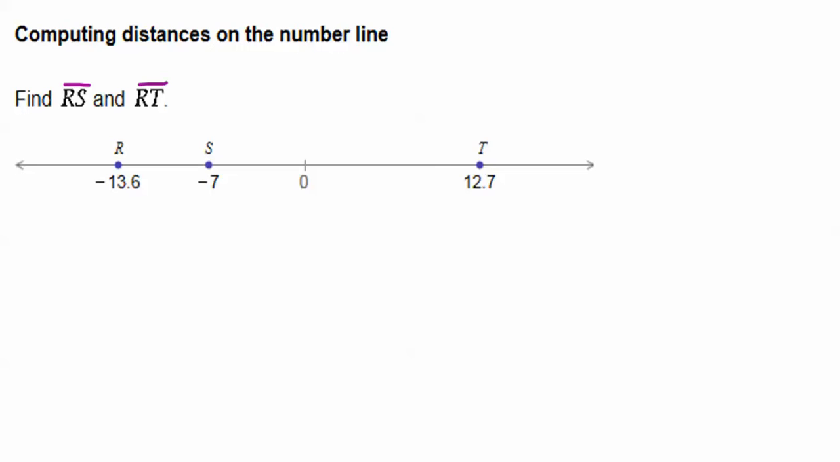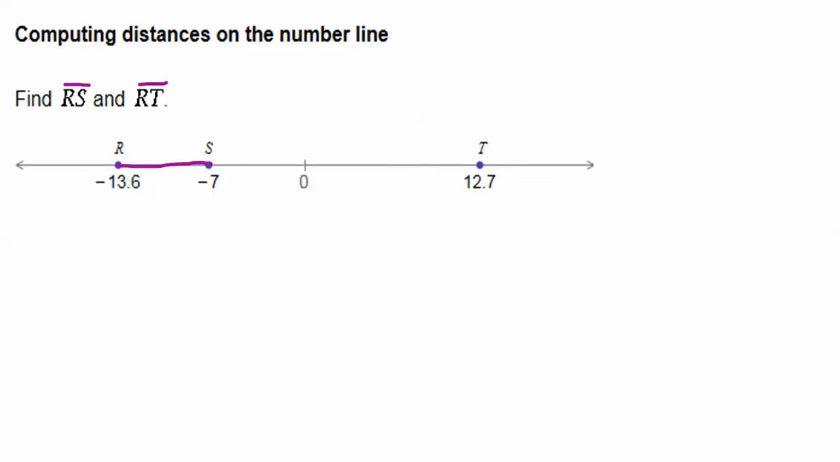line segment RS. So we want to find the distance between this point here all the way to this point here. Okay. They're both on the negative or the left-hand side of 0. So the fact that the numbers are negative doesn't mean our answer will be negative. Technically, you can't travel a negative distance. There is a positive number of distance between R and S.